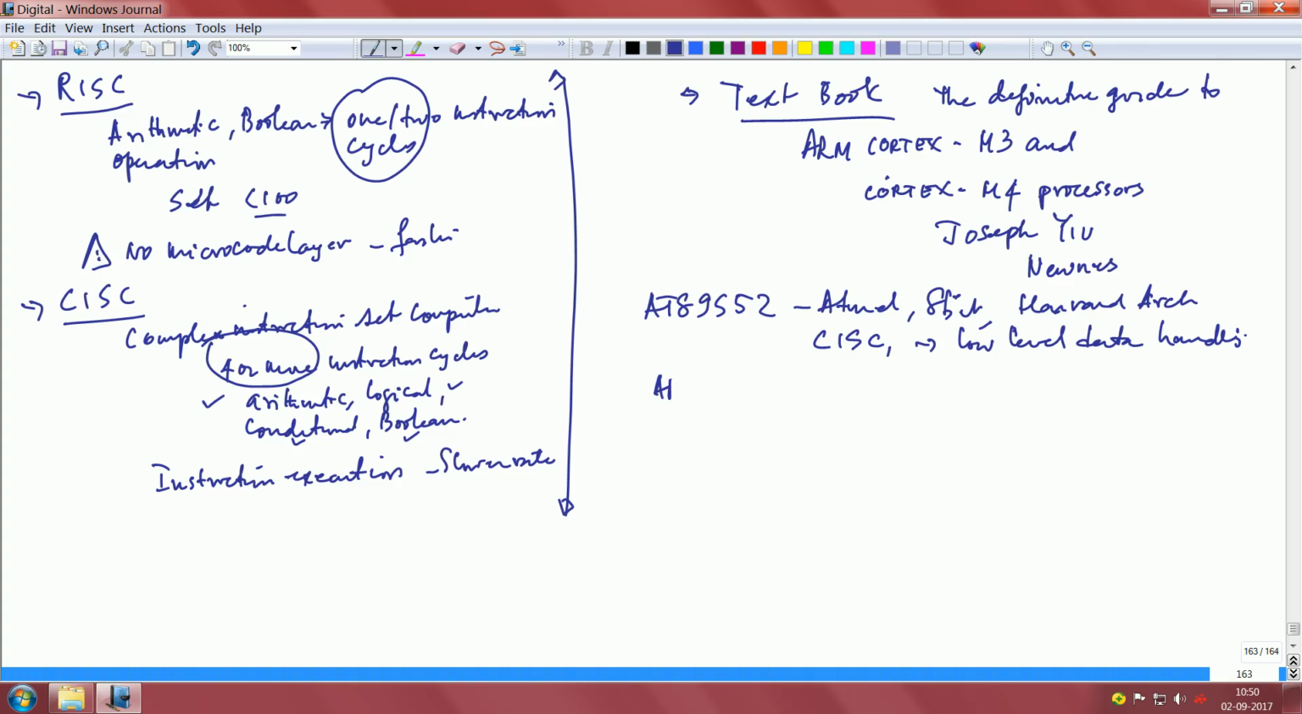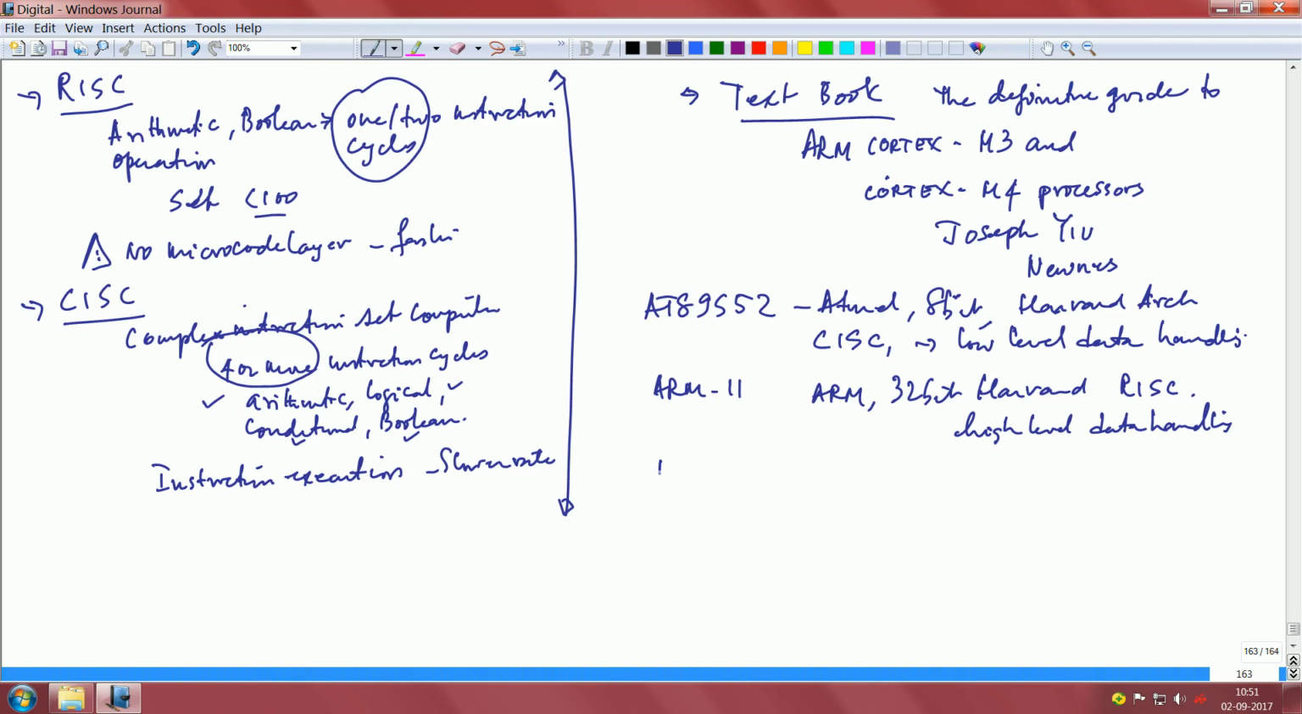The ARM11 is from ARM, right, this is 32-bit, it is also Harvard, okay, but this is not CISC but RISC. It is meant not for low level but really for high level data handling.